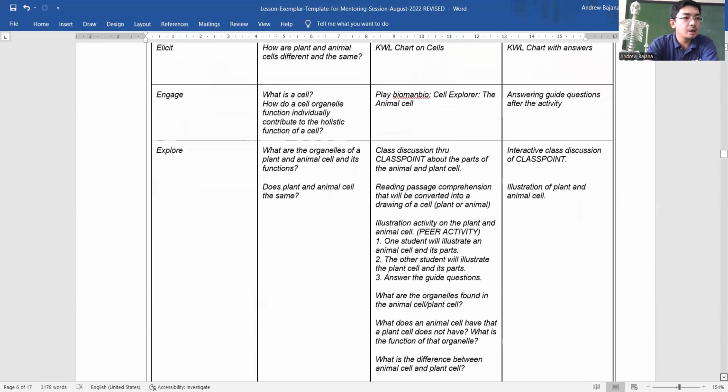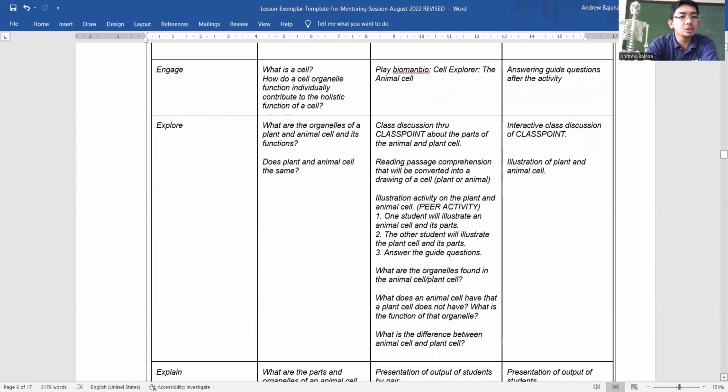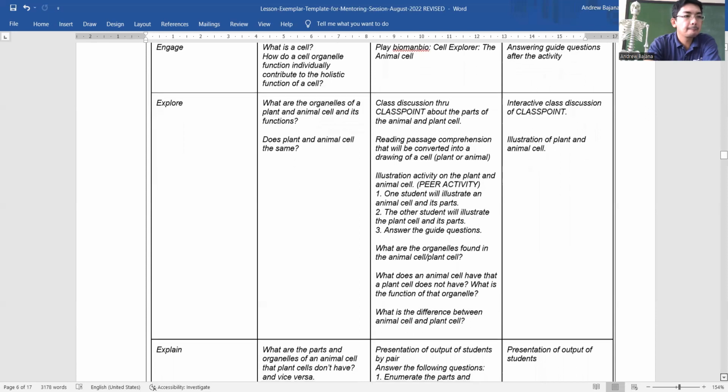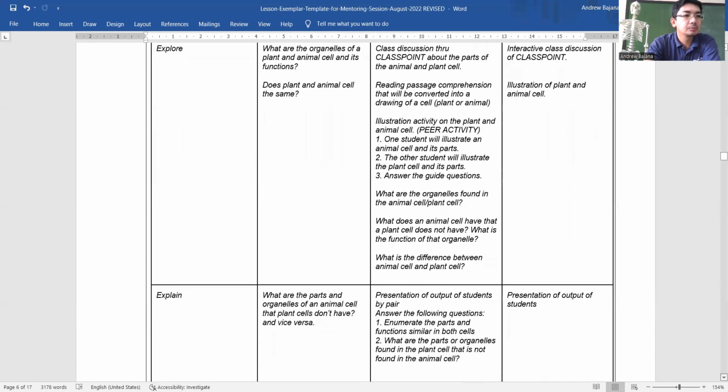For the explore part, they will read a passage or do the reading activity. After which they will make a pair and draw the animal and plant cell. Essential question: what are the organelles of plant and animal cells and their functions? Are plant and animal cells the same? The lecture is also included in the explore part.